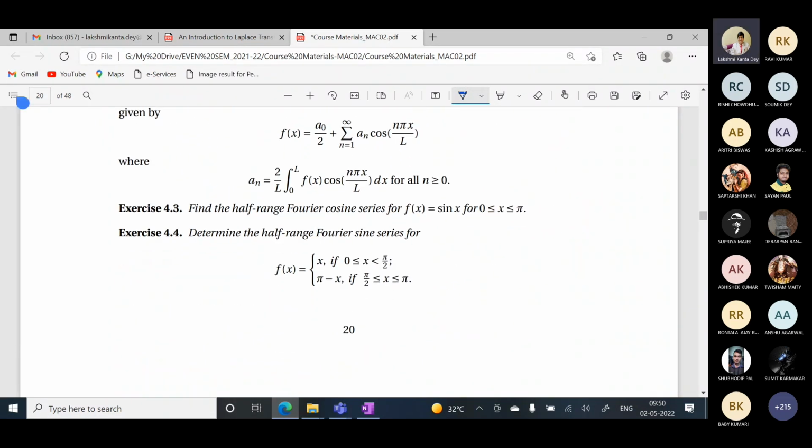So for this example, all of you can do it on your own, because this is nothing but integration. It involves only integration. Half range Fourier sine series. We have to look at whether it is a sine series or a cosine series.